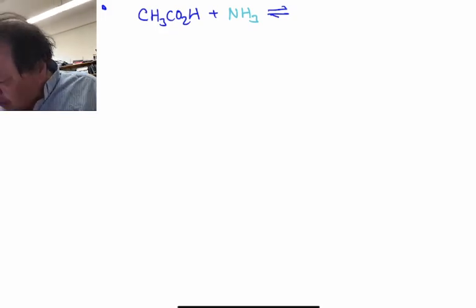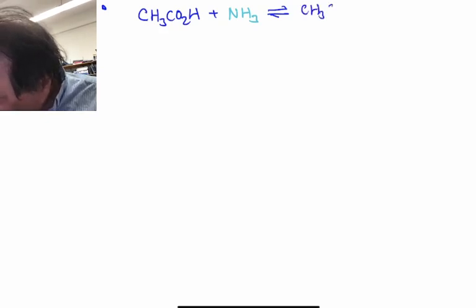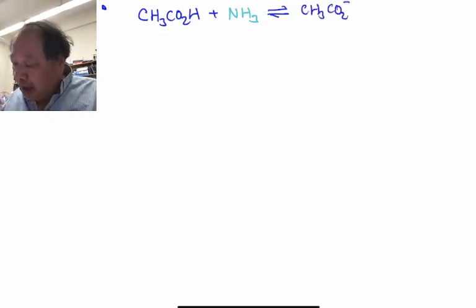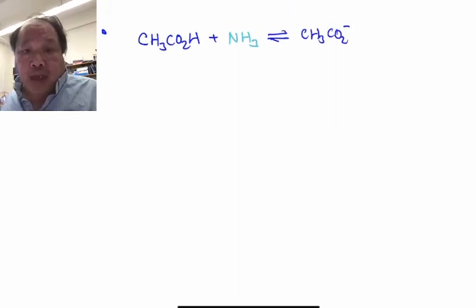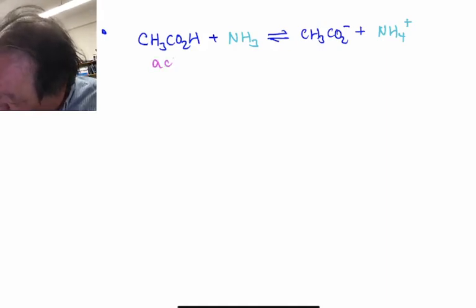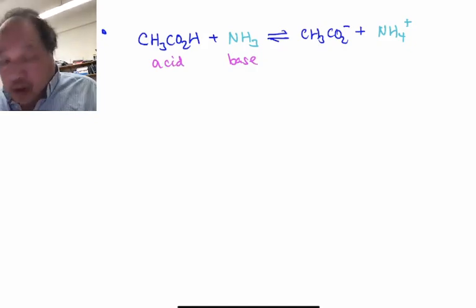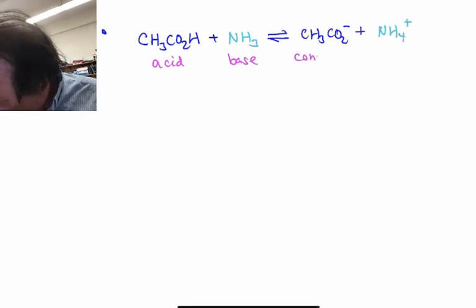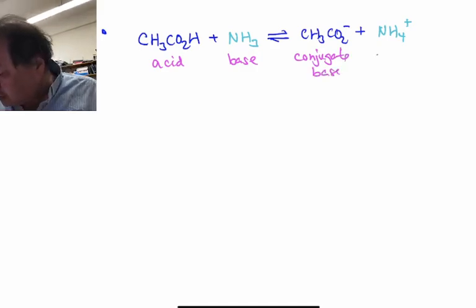The conjugate base of acetic acid is CH3CO2 minus, and the conjugate acid of NH3 is NH4 plus. So we're using Bronsted-Lowry theory. This is the acid, this is the base. The acid turns into the conjugate base and the conjugate acid.